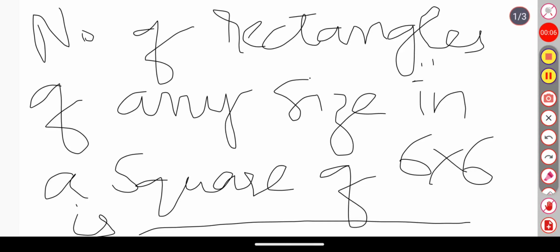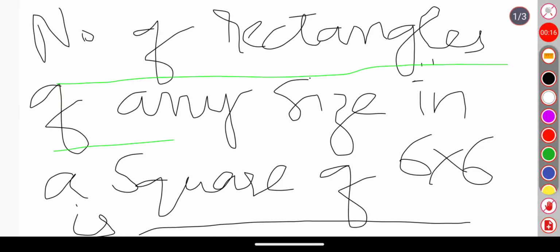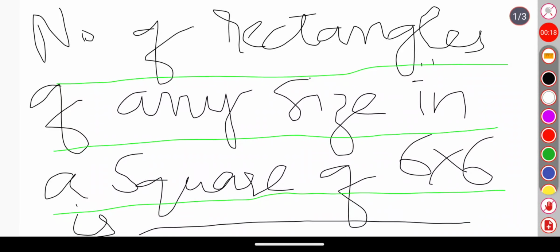Today we are going to discuss one more shortcut related to permutation and combination. Let's see the question. The question says: number of rectangles of any size in a square of 6 by 6 is dash. So in the question, what is he asking? He is asking to find the number of rectangles of any size in a square of 6 by 6. He has given one square which has 6 by 6 dimension, length is 6 and breadth is 6. In that he is asking how many rectangles can be formed. That is the question.